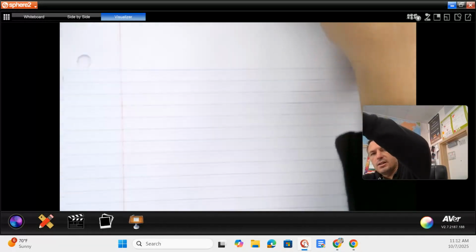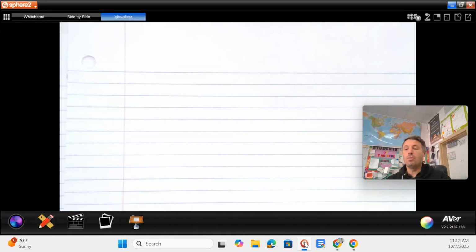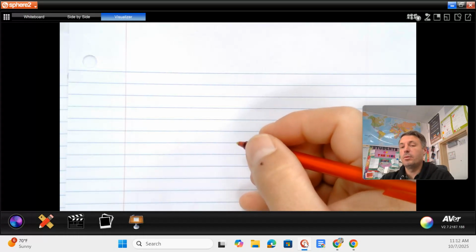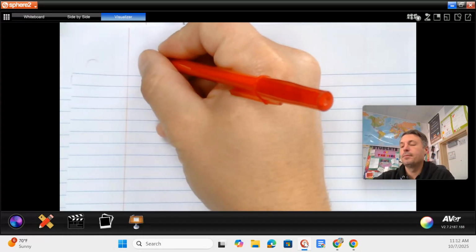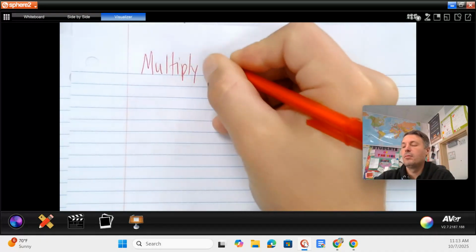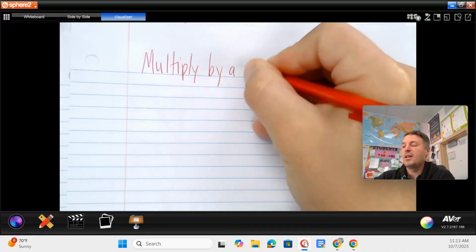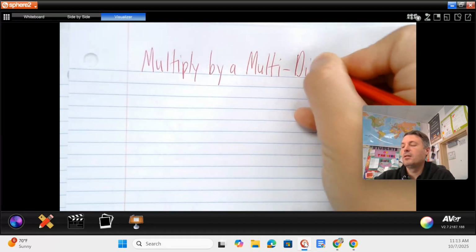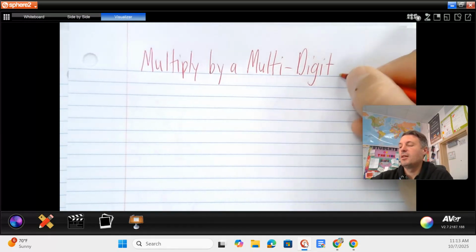Today's math lesson is called Multiply by a Multi-Digit Number. So please open up your math notebook to the next available page and write that title at the top. Multiply by a multi-digit number.